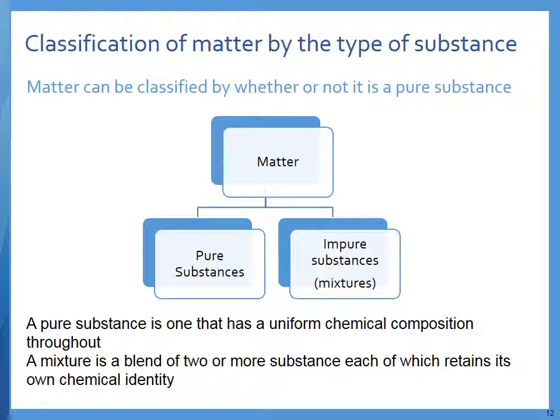All right, the other way that we can classify matter is by the type of substance. So again, here we have matter is everything. What we do is we can say, okay, matter can be made up of pure substances or impure substances. An impure substance is just a mixture of two or more things. A pure substance is one that has a uniform chemical composition throughout the whole substance, and a mixture is a blend of two or more substances.